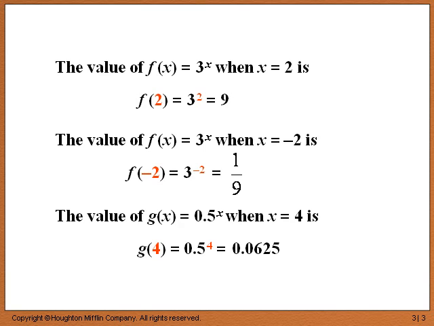So you should have come up with this. g of 4 equals 0.5 to the 4th equals 0.0625.